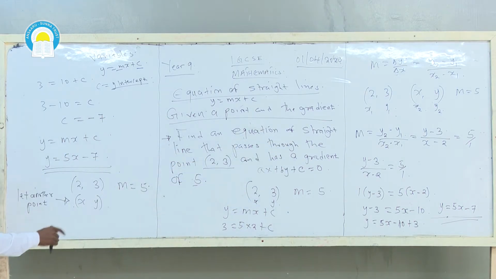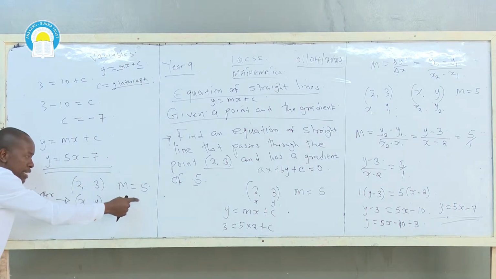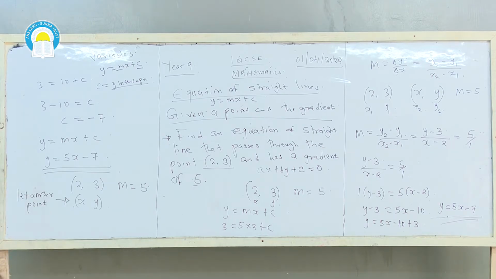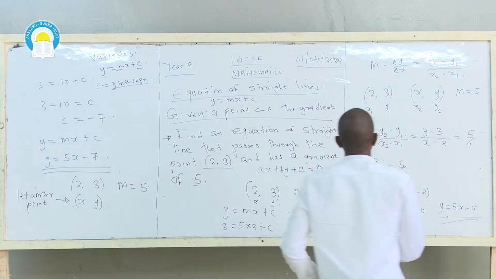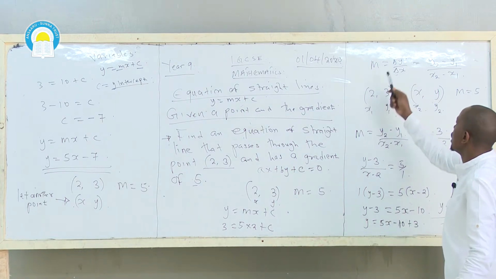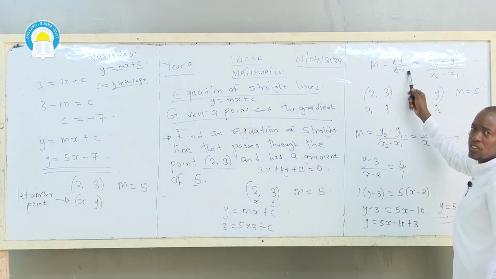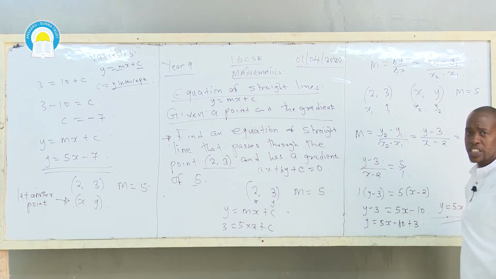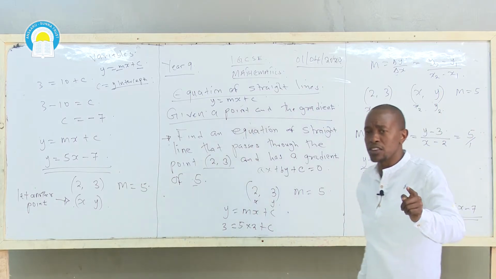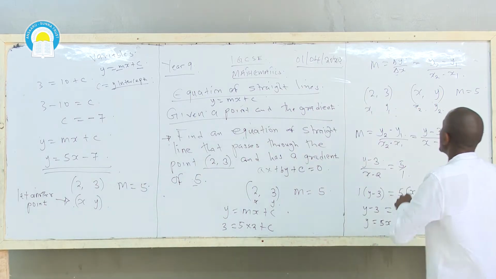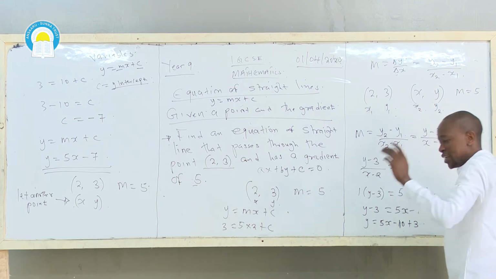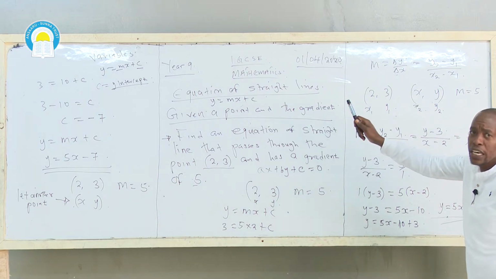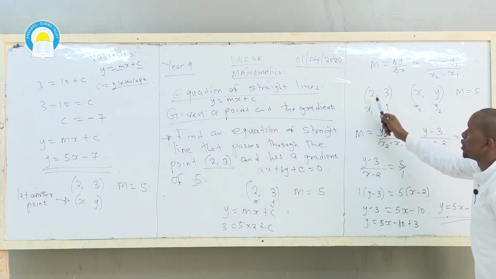Alternatively, if you have the point and you have the gradient, you let another point be x and y. Then use the formula for finding the gradient. How do we find gradient? Gradient is change in y over change in x. In our previous lesson I said a change is a difference between 2 points. So you cannot find a change if you don't have the 2 points. You can't have the change if you have not been provided with the 2 points.